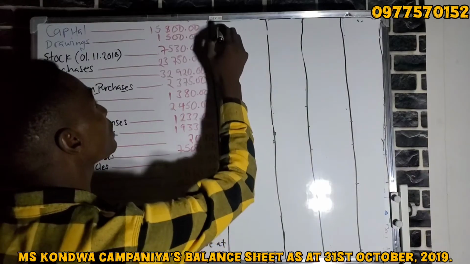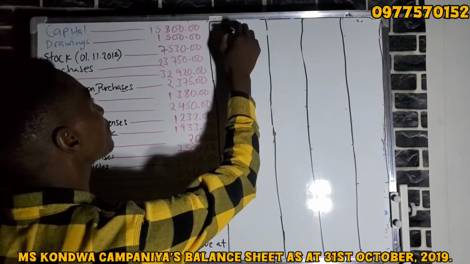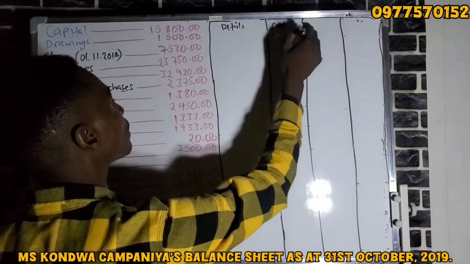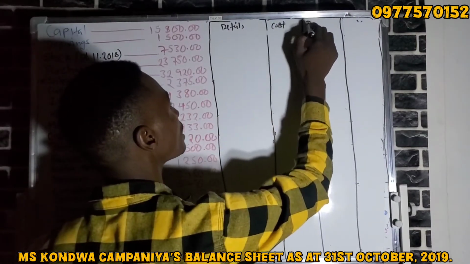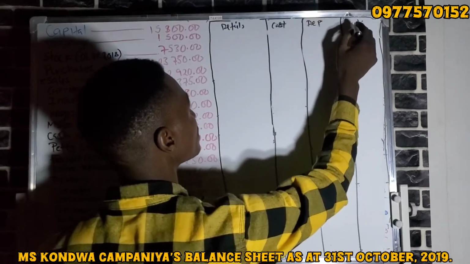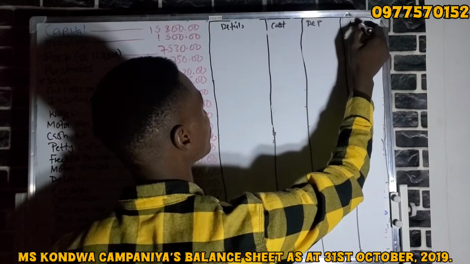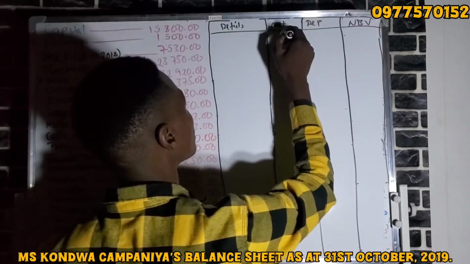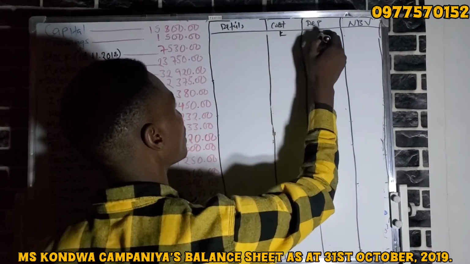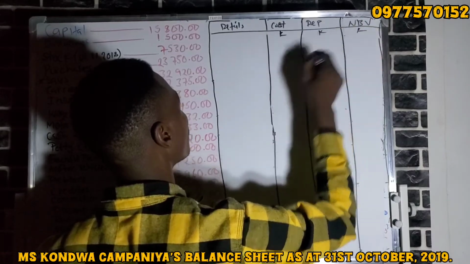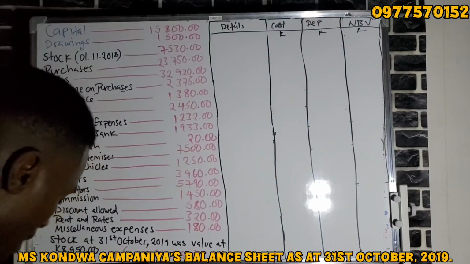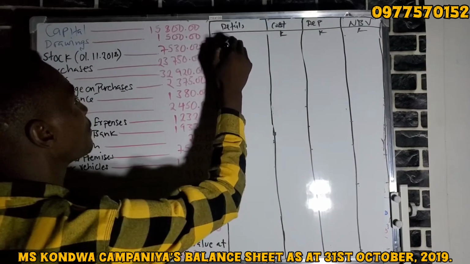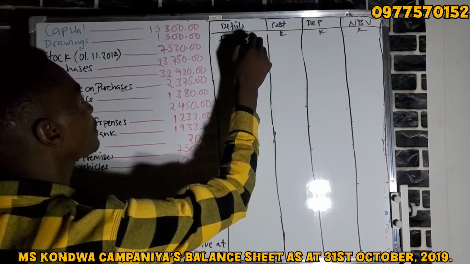Now we're going to start. This is for details, of course. Then here, this is for cost. This is for depreciation. So just write DEP. This is for net book value. I'll just abbreviate as NBV. All right. Then this is the currency. We're using kwacha here. So units there. Then we're going to start with the fixed assets.